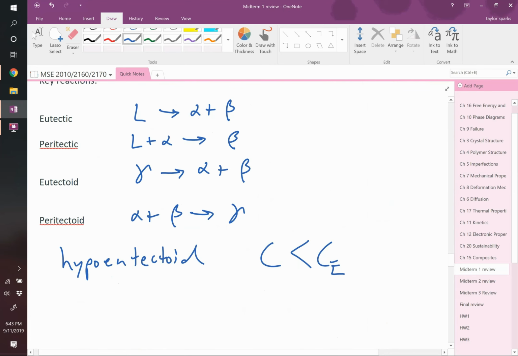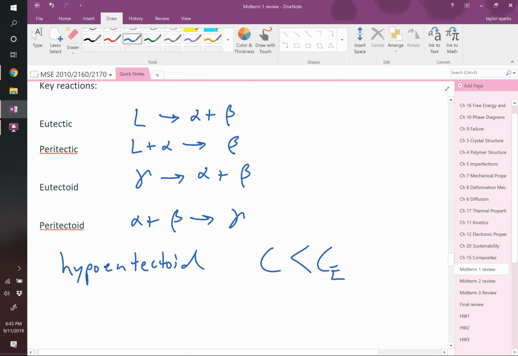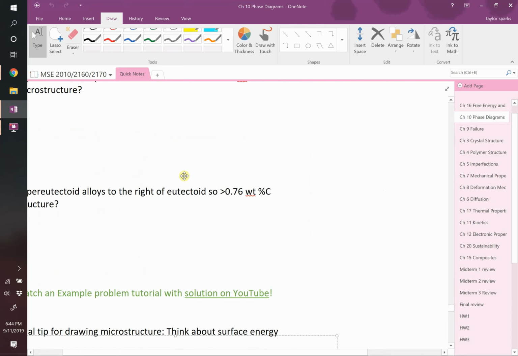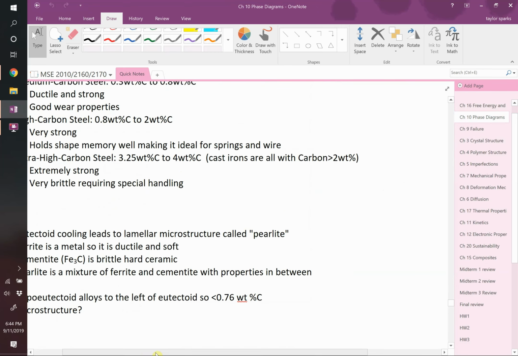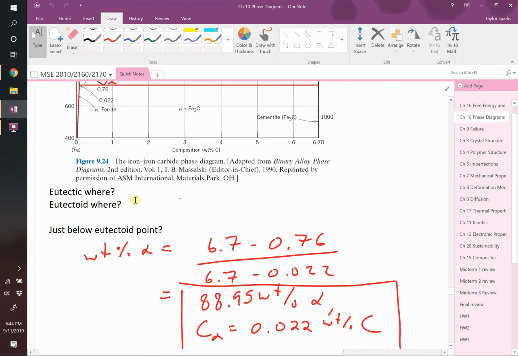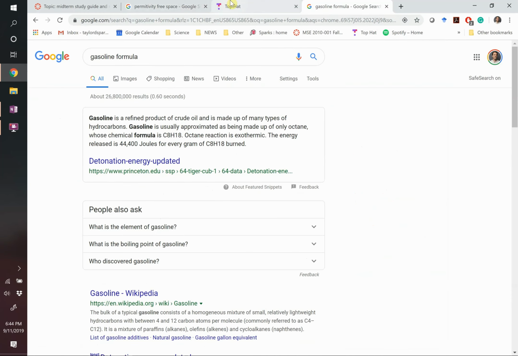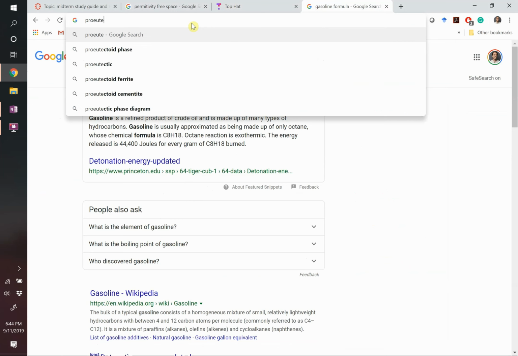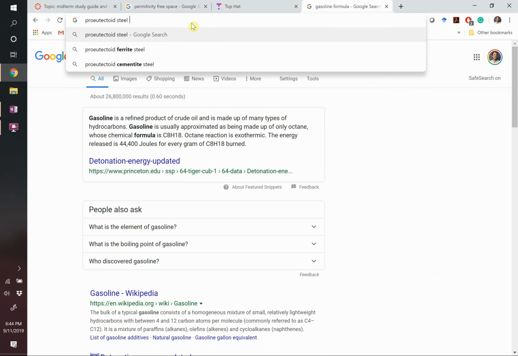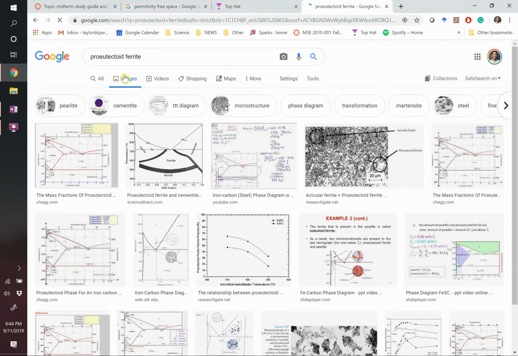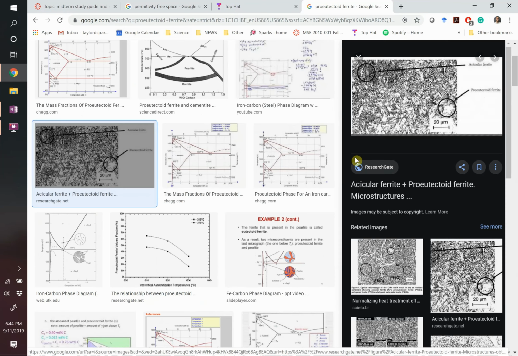Does all the proeutectic stuff get converted to eutectic eventually? No, not necessarily. So I think we've got a picture of this in chapter 10. Proeutectoid steel. So, yeah, right here. Okay?